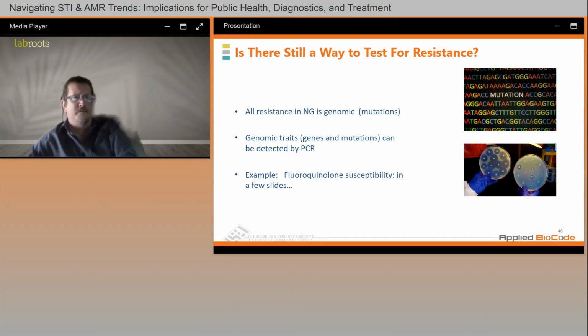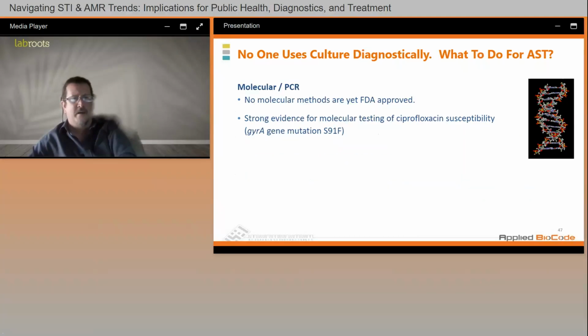Well, all of drug resistance in gonorrhea and in all organisms is genomic. That is, it's a genetic trait, which is to say it's written into the code of the DNA. And because PCR can look at sequences that are very specific in DNA, we can use PCR to some degree to look for mutations that are associated with resistance. A very good example in gonorrhea, and the one we're going to concentrate on, is fluoroquinolone resistance or susceptibility. So the next few slides will talk about that.